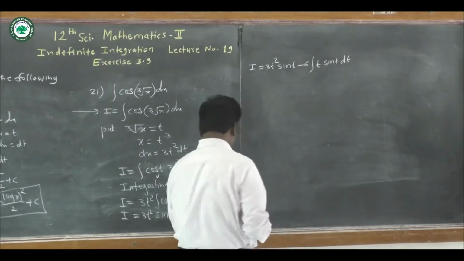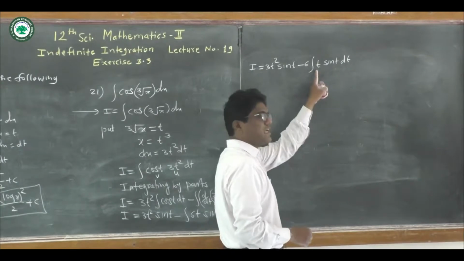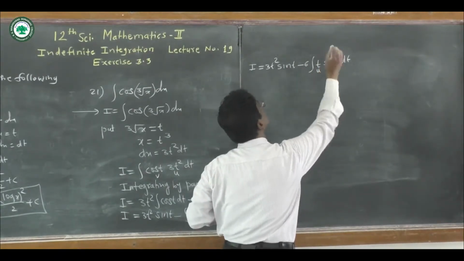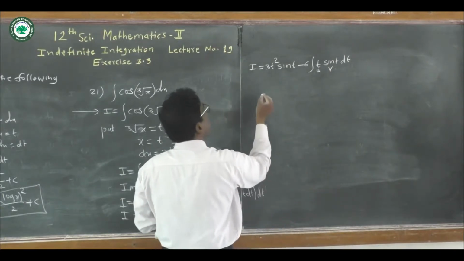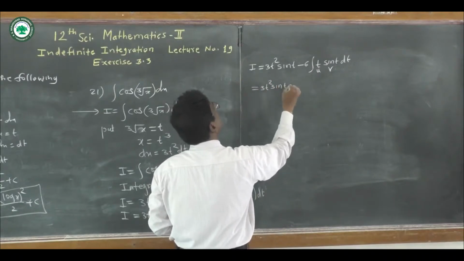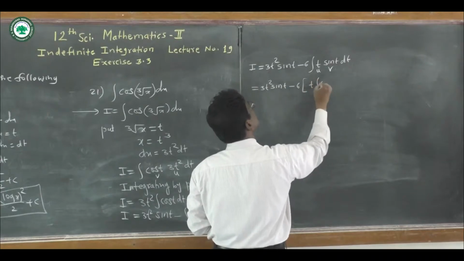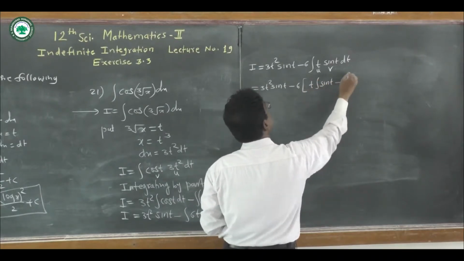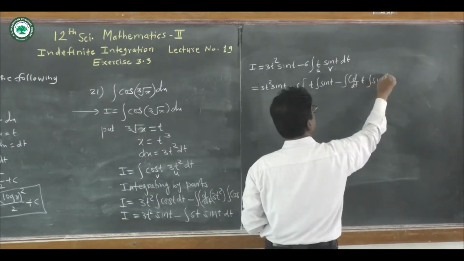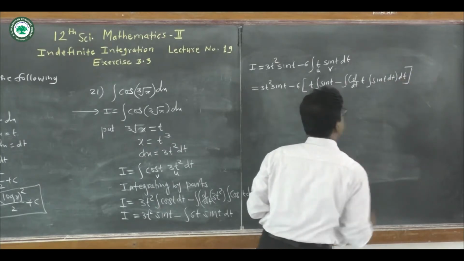Here also integration of product of two functions, again use the LIATE rule. So L logarithmic function, I inverse function, A algebraic. So t is u and sin t is v. Again integrate by parts. So this 3t square into sin t minus 6 in square bracket, u, that is t, into integration of sin t, minus integration of d by dt of t into integration of sin t dt with respect to t, and complete this square bracket.